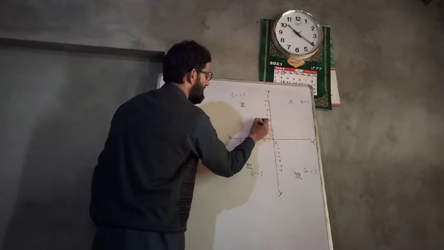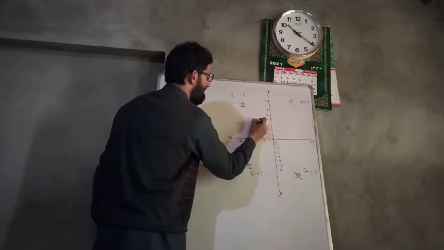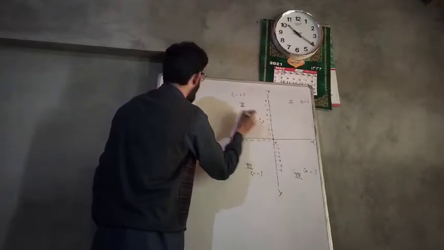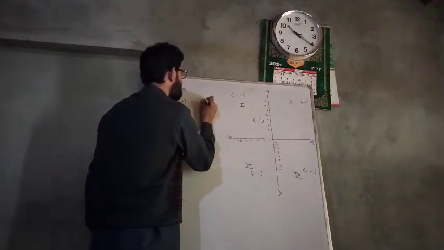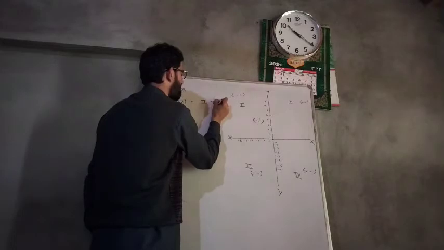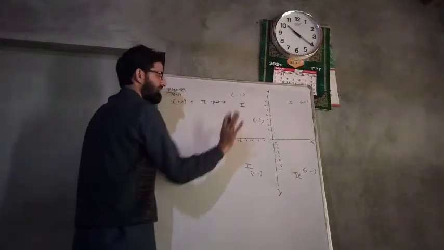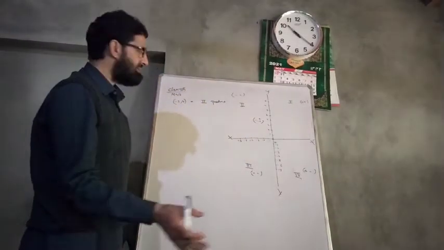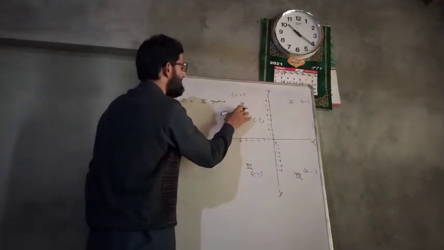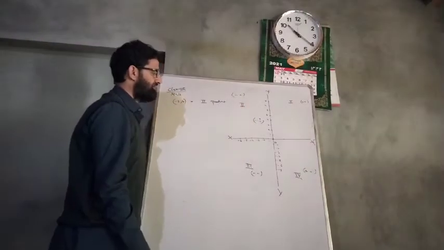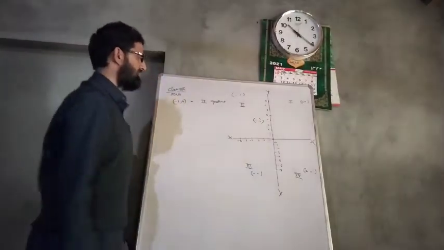So upwards, this point is (-2, 4). Obviously this point lies in the second quadrant. This is the second quadrant. Okay. So this point (-2, 4) lies in the second quadrant, that is the minus plus quadrant. Here it is. This is the location of the point.